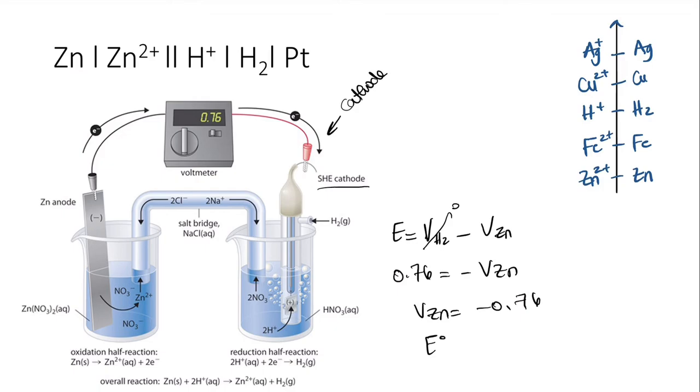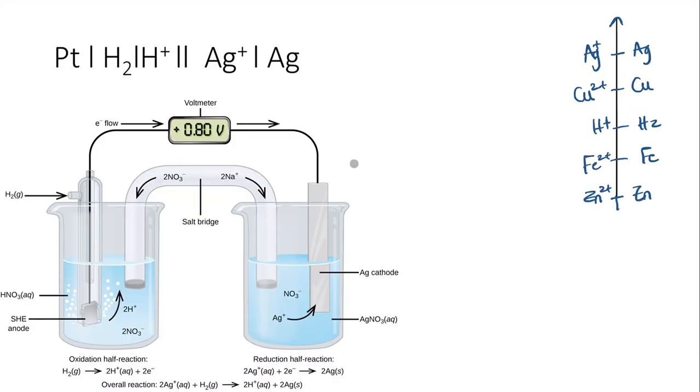And here E0 of Zn2+/Zn is equal to minus 0.76. We're good? Done. Let's proceed. Here we have another example.